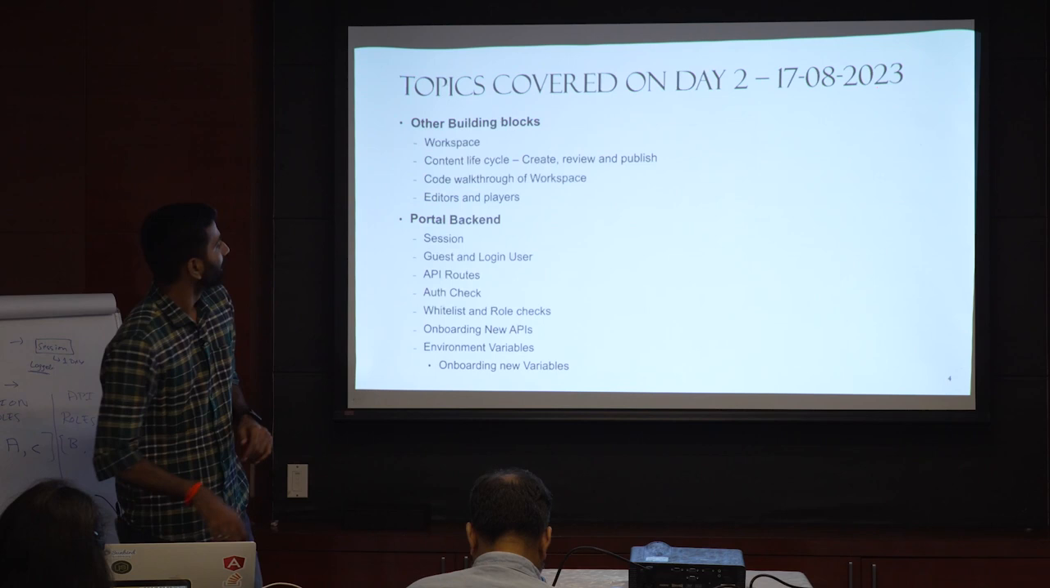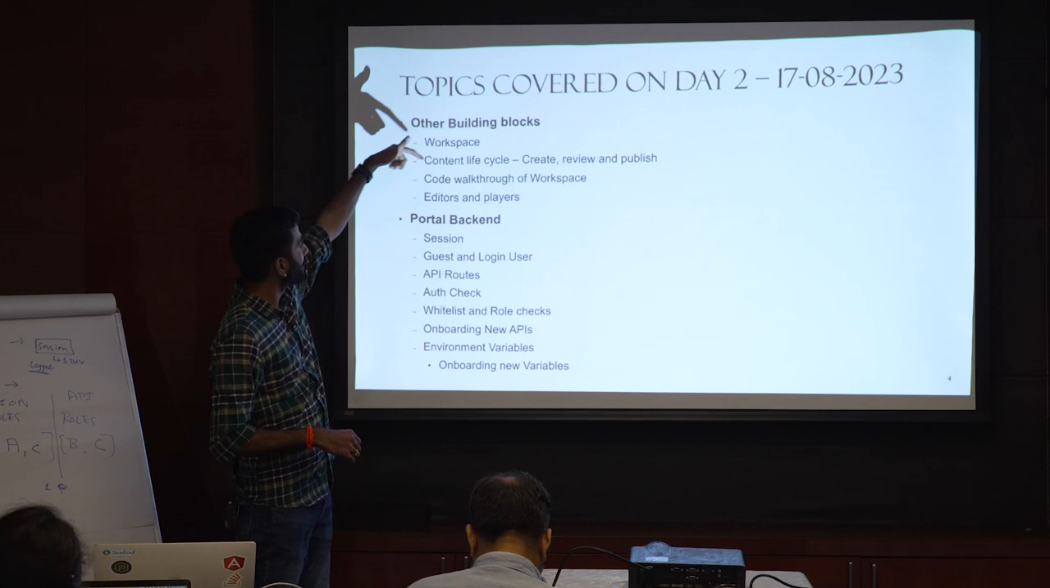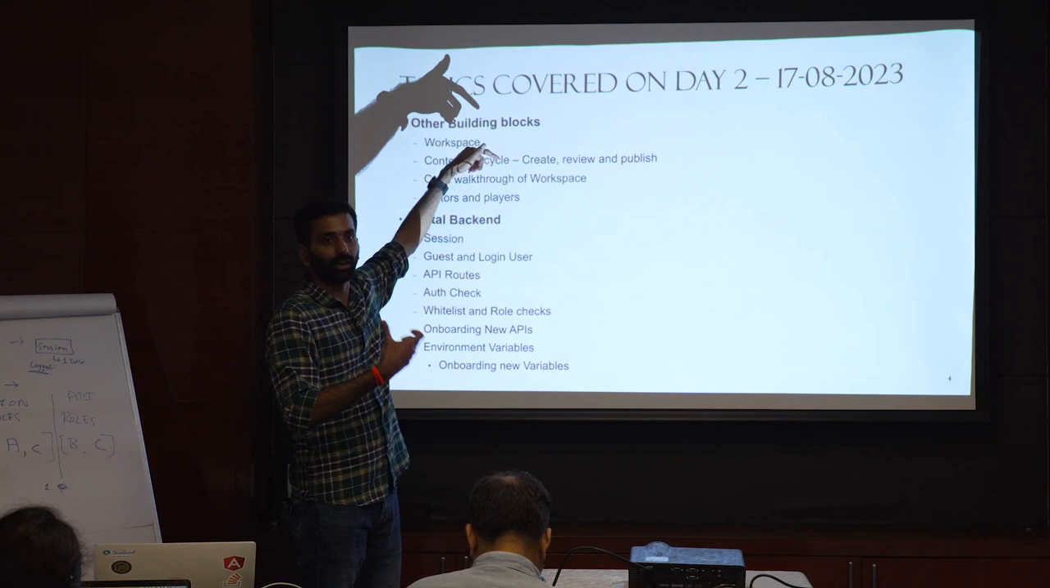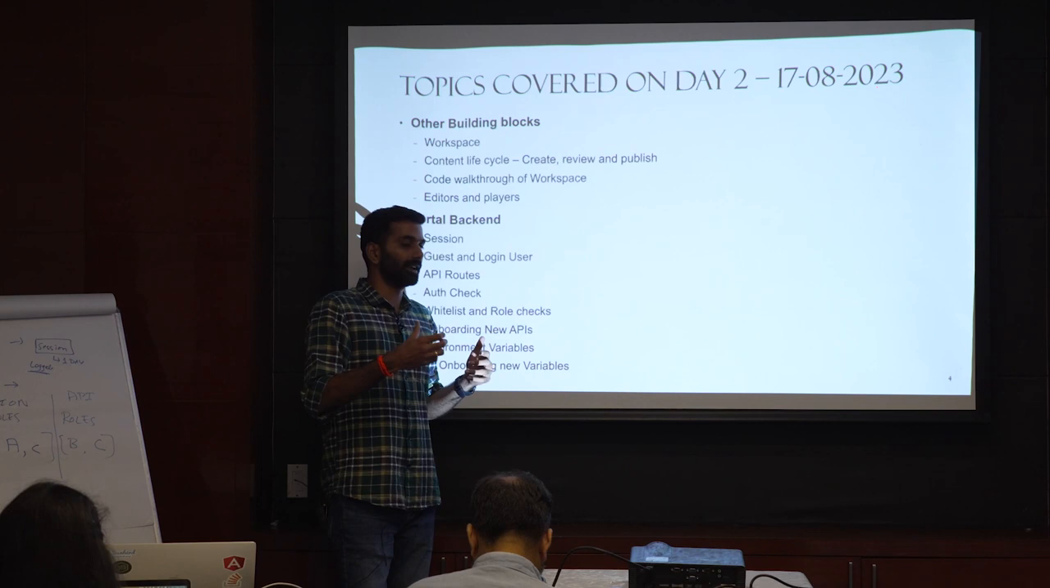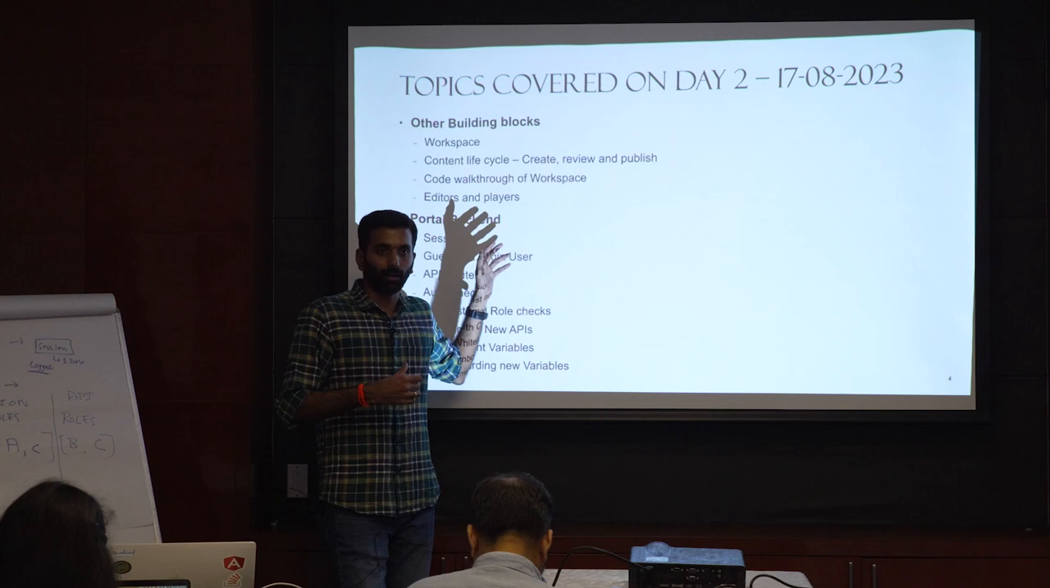And by Rajiv, we had seen other building blocks, workspace, content lifecycle, create, review and publish. How does the lifecycle go through for each phase, and in the workspace, where do we see the contents created and up for review or up for publish, right? The published contents. So we see that under each section.